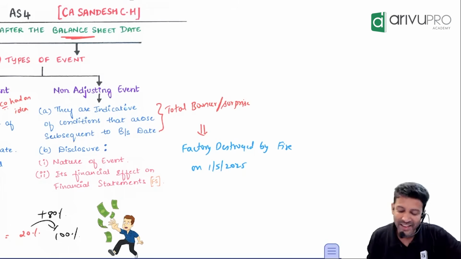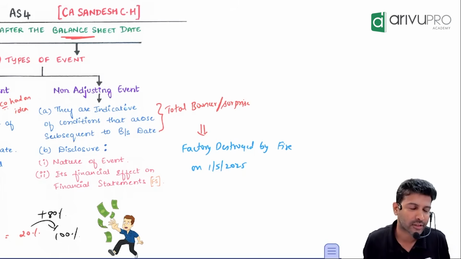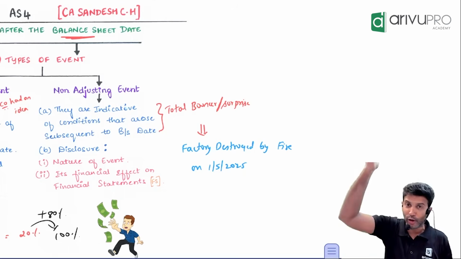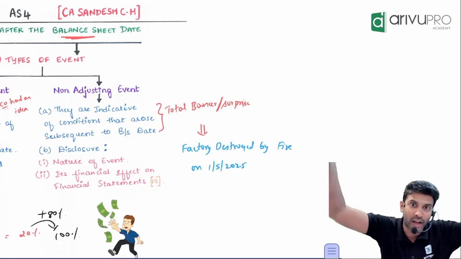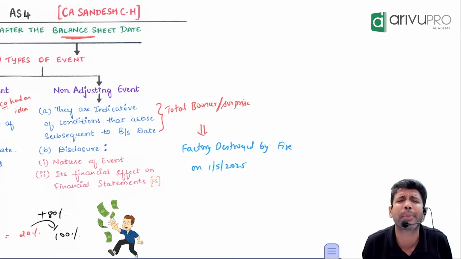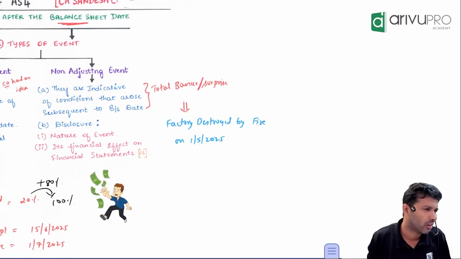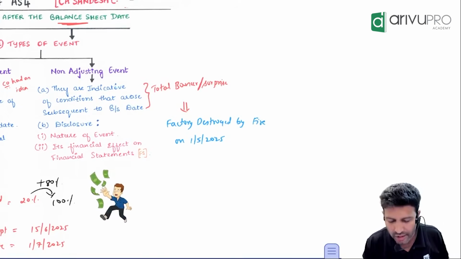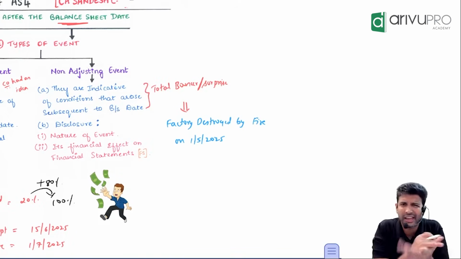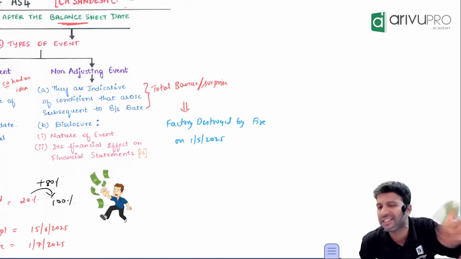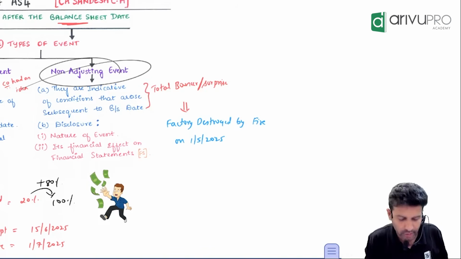Example: fire, earthquake. You will not know about it. On the 31st balance sheet date, you don't know that my factory is going to go up in fire. It is a surprise event. So a factory getting destroyed by fire, earthquakes, all the natural calamities become surprise events. On the balance sheet date, we have no clue.